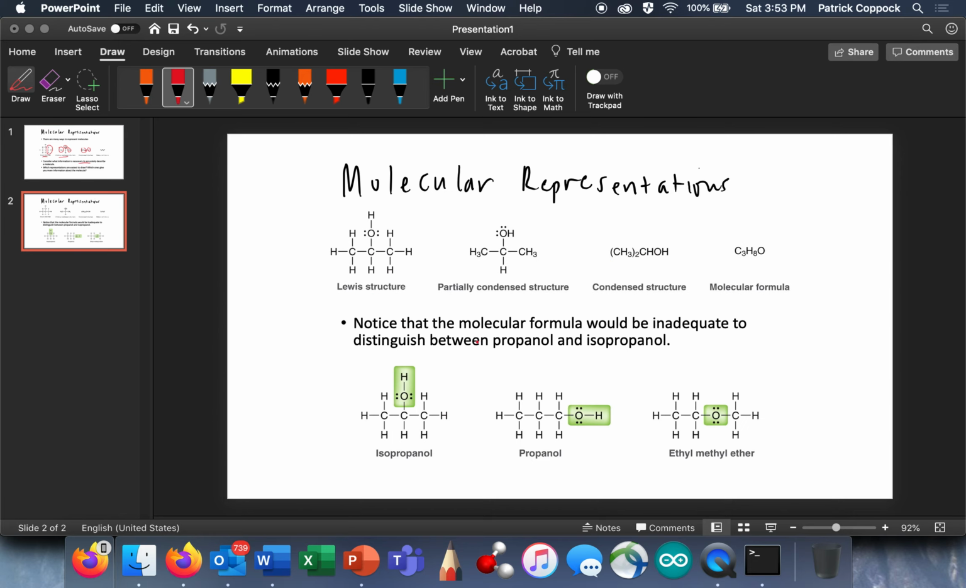So notice that isopropanol has a structure, which is what we just showed in the previous slide. This is isopropanol, right? Carbon, carbon, carbon, right? That's what that is. Isopropanol is C3H, 1, 2, 3, 4, 5, 6, 8, O, right? But so is propanol. It's also C3H8O. And so is ethyl methyl ether, C3H8O.